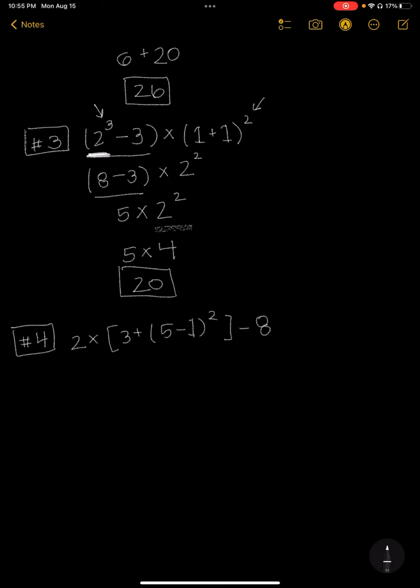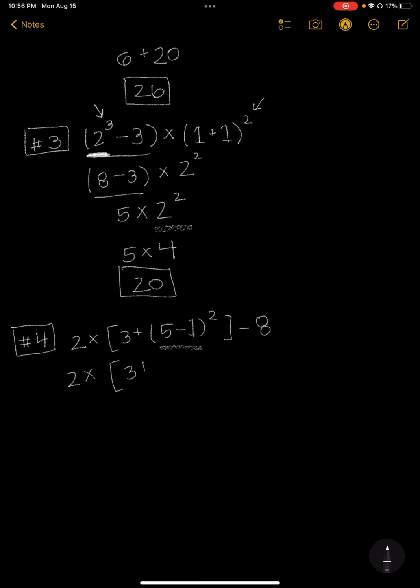All right, so if you notice here, we have a set of parentheses and we also have a set of brackets. We're going to treat the brackets and parentheses the same, but when you have multiple sets of brackets and parentheses inside of each other, you have to start with the one that's the most inside. And so what we're going to do is start with this 5 minus 1 because it's inside of that set of brackets. So I'm going to leave everything else the same.